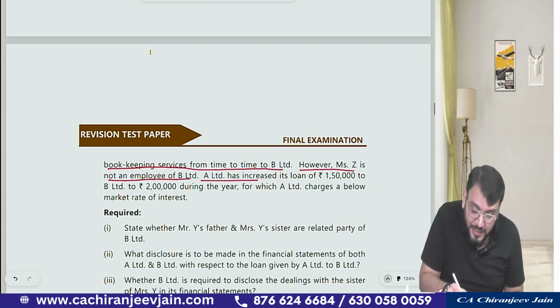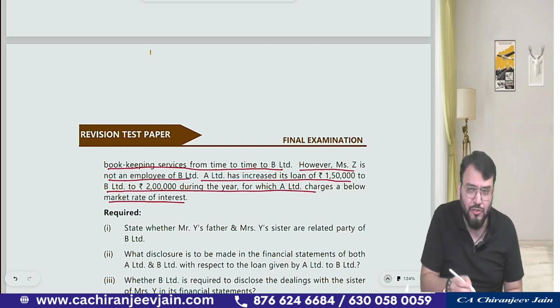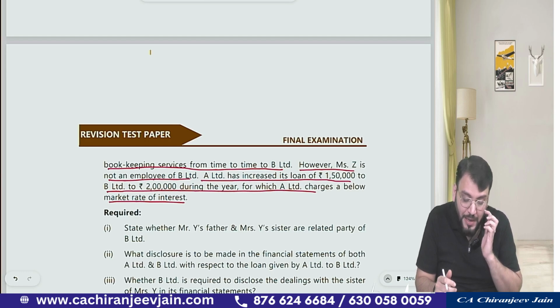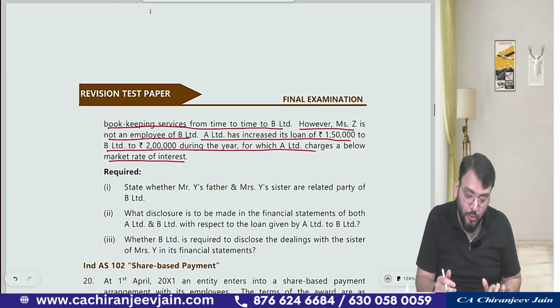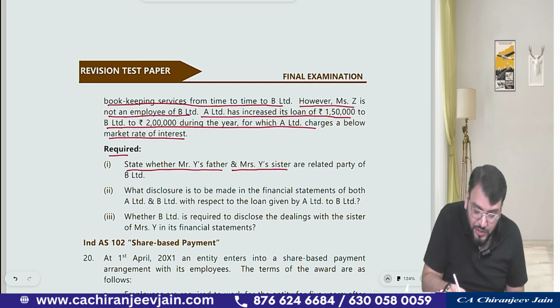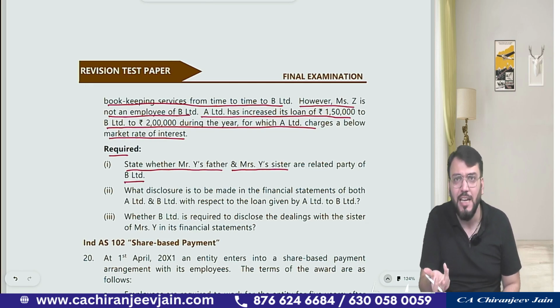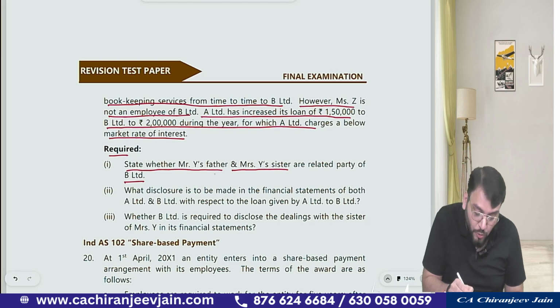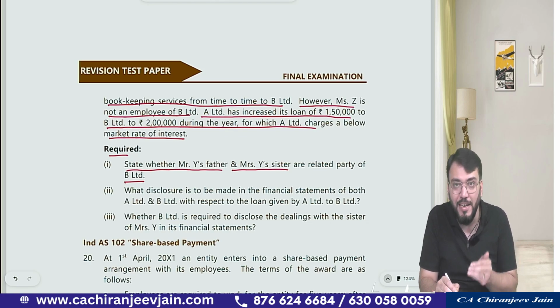A Limited has increased its loan to B Limited from 1,20,000 to rupees 2 lakh during the year, for which A Limited charges a below market rate of interest. So it is a concessional loan given by A Limited to B Limited. Required: state whether Mr. Y's father and Mrs. Y's sister are related parties to B Limited. Understood, they are related parties because both are close family members of Mr. Y and Mrs. Y. So of course they will be related parties to B Limited.